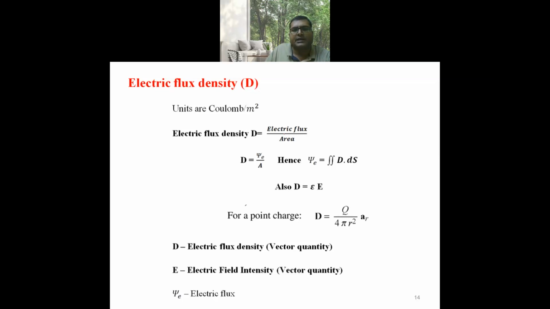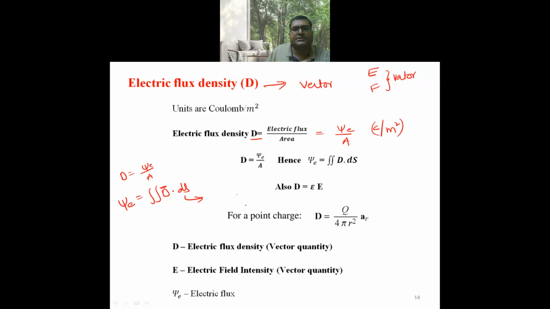Electric flux density. Electric flux density D is defined as the electric flux per unit area, and its units are coulombs per meter square. Now here D is equal to electric flux per unit area, which means the electric flux is equal to the surface integral of D dot dS, where D is a vector quantity, though the electric field and force are also vector quantities.